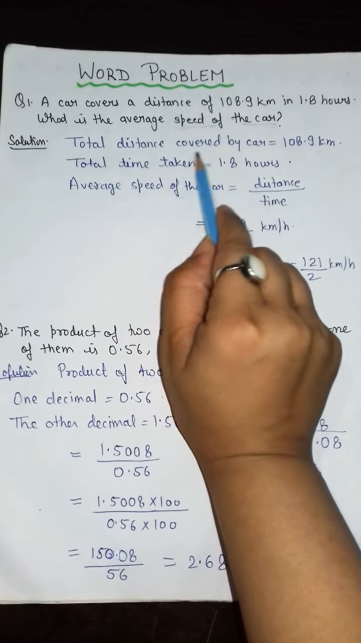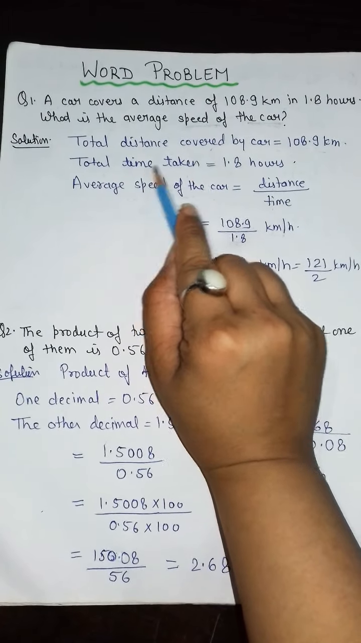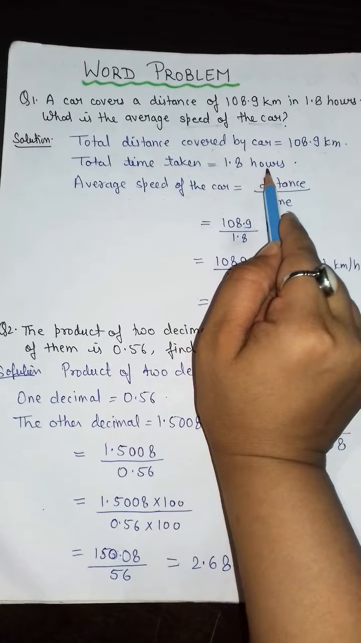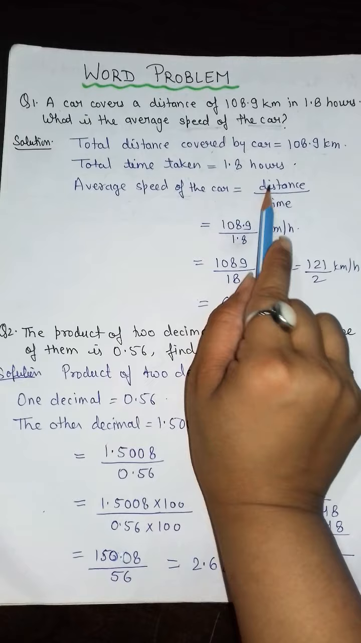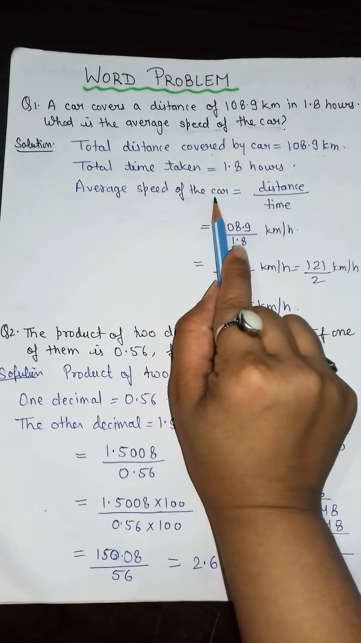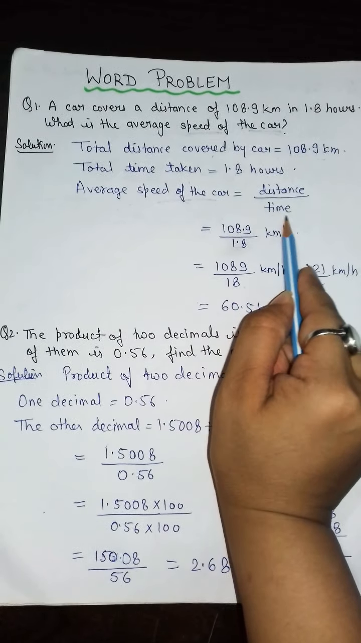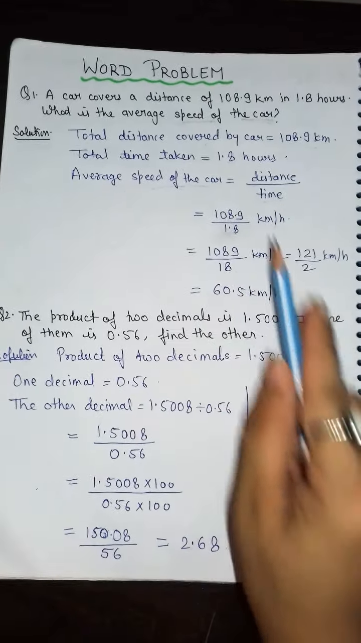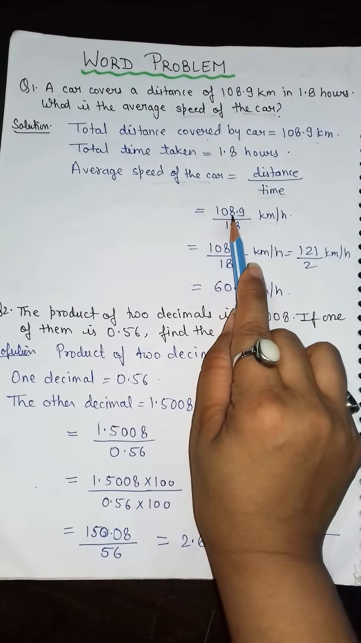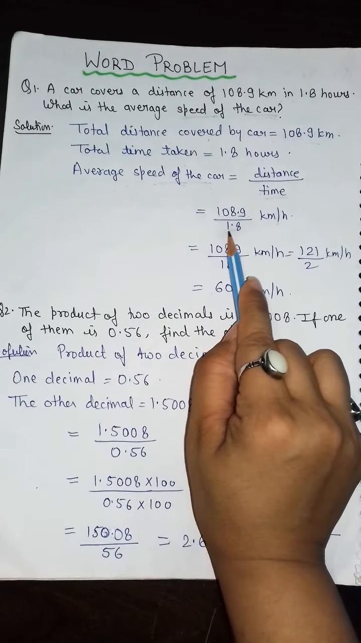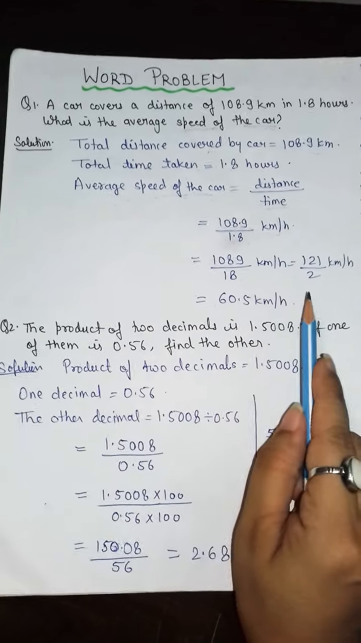First, total distance covered by the car is 108.9 kilometers. Total time taken is 1.8 hours. So the formula: speed is equal to distance upon time. So the average speed of the car is equal to distance covered by the car upon time taken. Right, distance 108.9 upon time 1.8 hours, kilometer per hour.